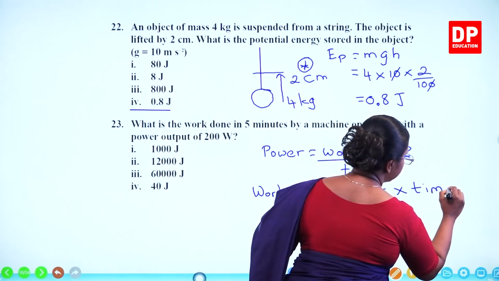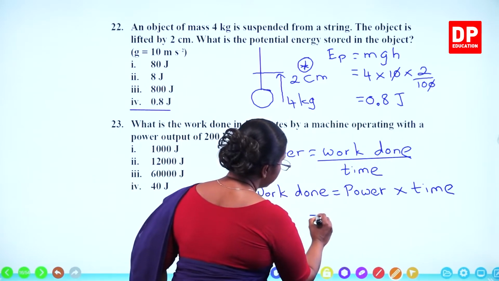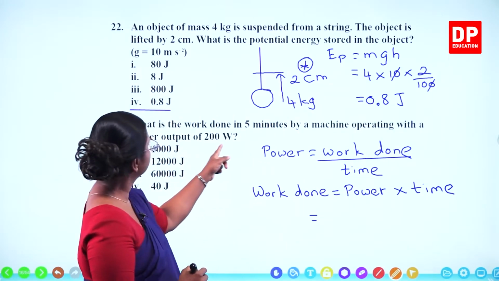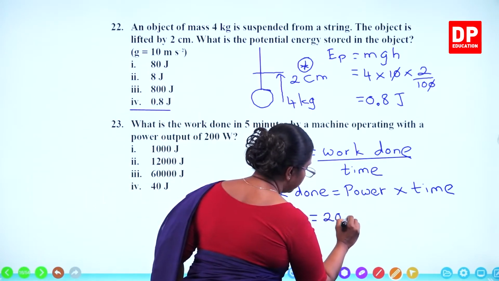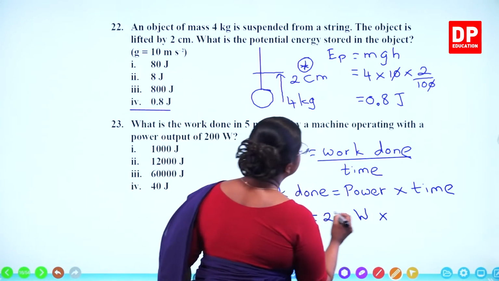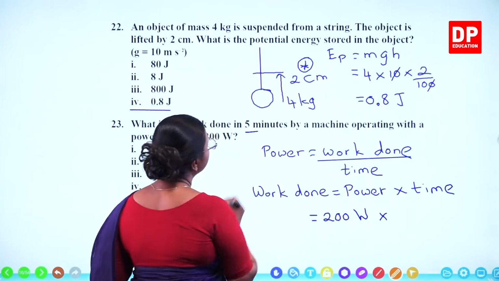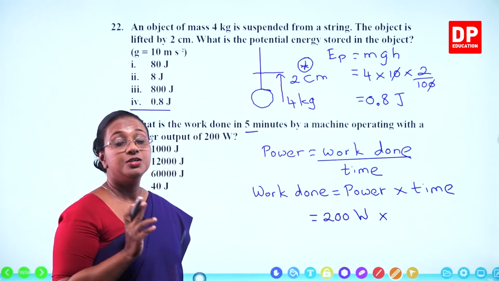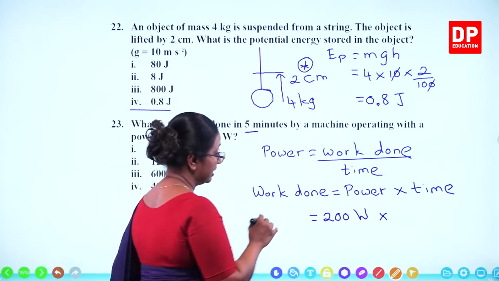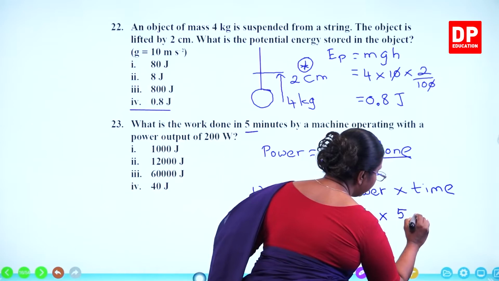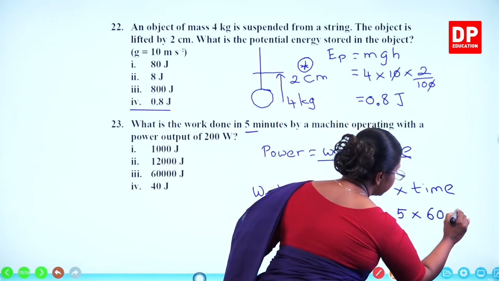Power by time. What is the power? They have given it as 200 watts. And time, you can see 5 minutes. So what should be the unit of time? It should be in seconds. So here 5 into 60 seconds.